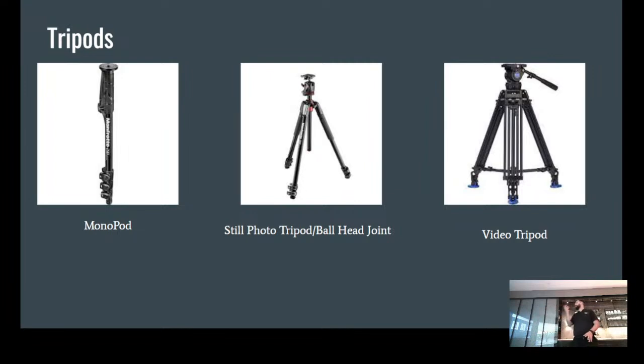So again, video tripods, where they differ from your ball head tripod, is that the video tripod has more of a pan, tilt, and roll feature that a gimbal would have, more things that are associated with the smoothness of video rather than the stability of a photo.